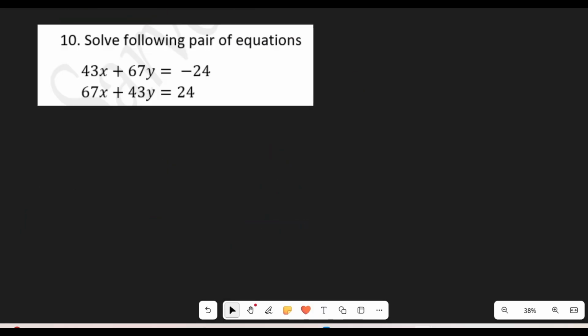Now this question is very frequently asked, either it comes in an MCQ or sometimes a 2-marker. Here, if I try doing it with elimination or substitution, it will be very tedious. The coefficient of x is the coefficient of y in the second equation. So rather than doing elimination, because multiplying with 67 and 43 will be tedious, let us see what happens if I add both the equations.